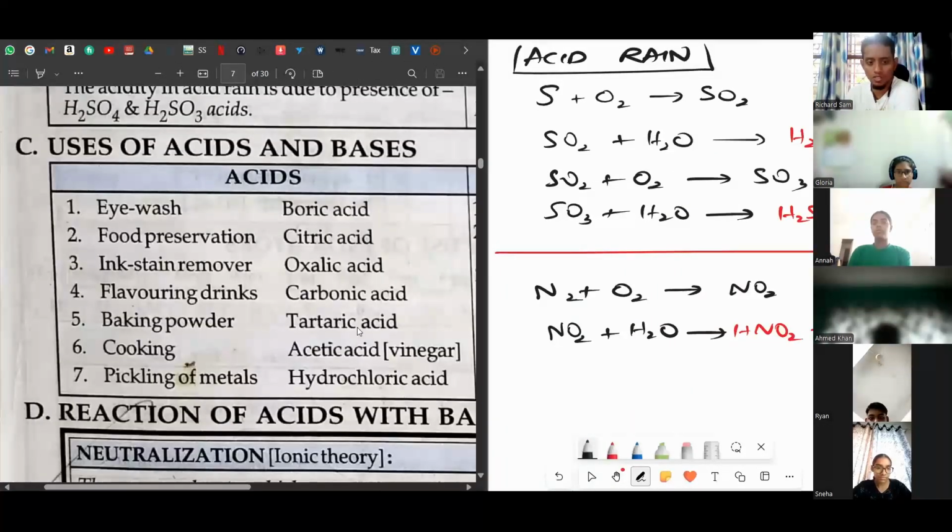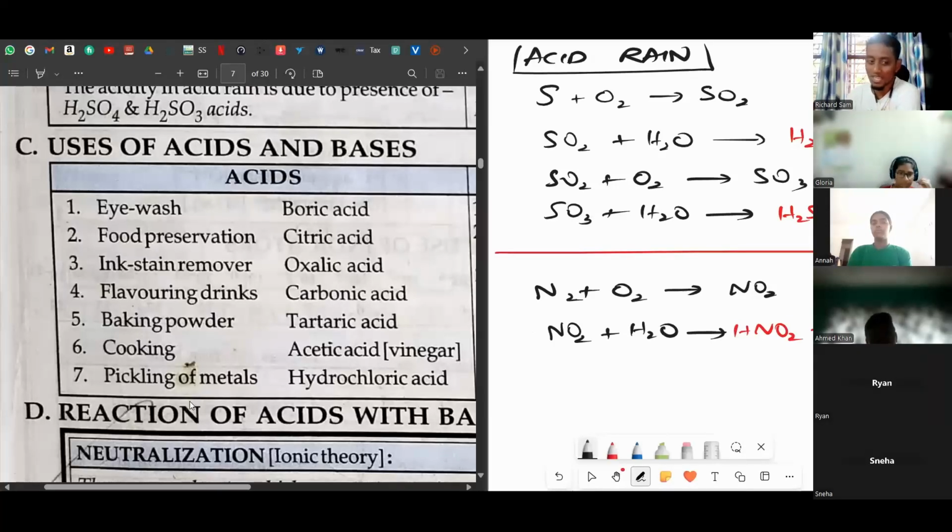Okay, some uses of acids. Tartaric acid is present in baking powder. Acetic acid is very common. We call it vinegar. We use it for cooking or in Chinese food. Then hydrochloric acid is used for pickling of metals. Now, what does pickling of metal mean? Removing the oxides present on metals.